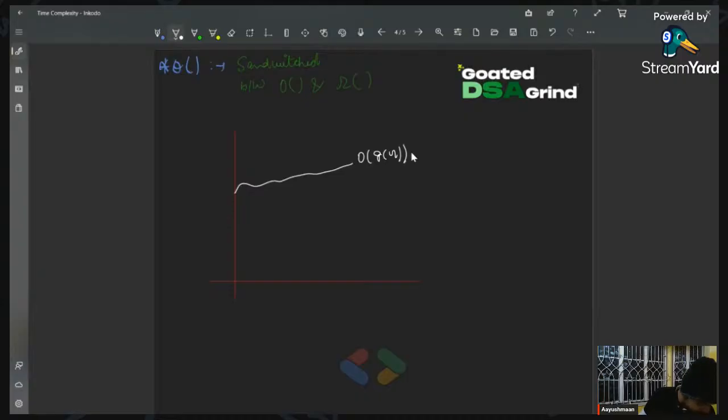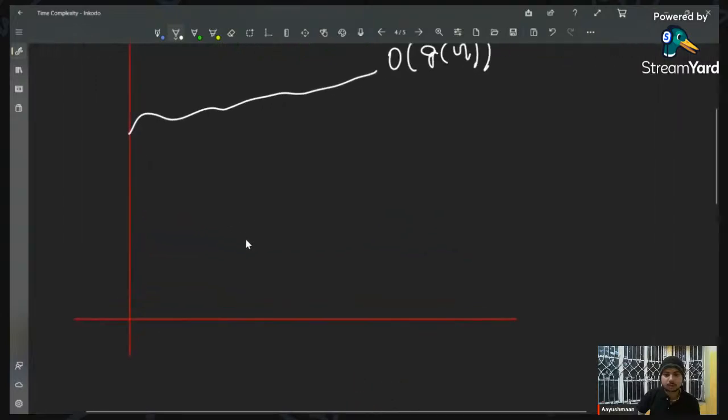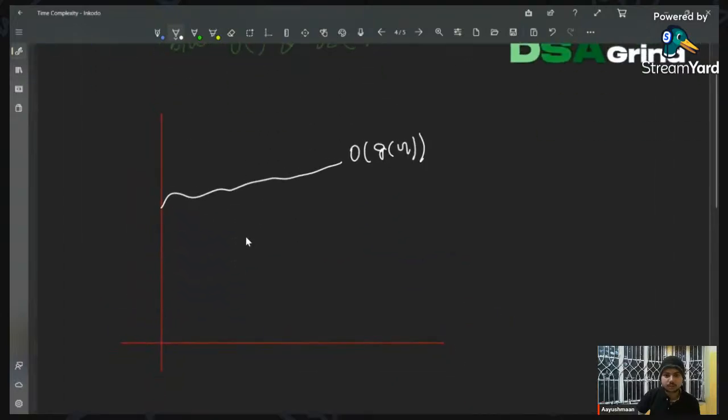Do I need to zoom it a bit more? Can you please confirm? Zoom करना है क्या थोड़ा? Okay, sure. I guess now it's fine, I guess.